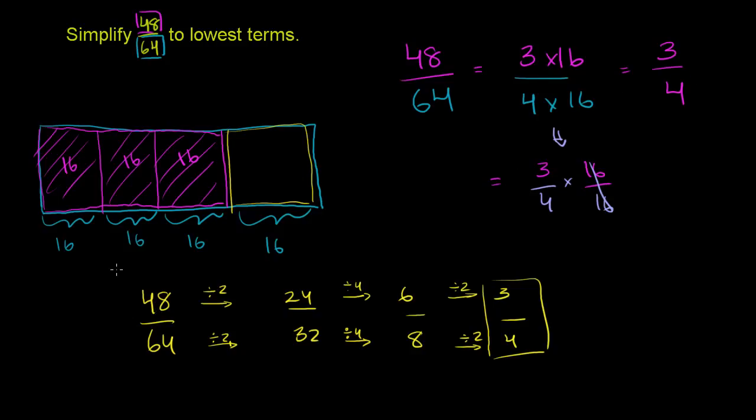And really, when you're dividing the numerator and denominator by 16, you're turning groups of 16 into one piece, or 16 super small pieces of the pie into one bigger piece of the pie. So this goes from 64 pieces to 4 pieces. This goes from 48 pieces to 3 pieces.